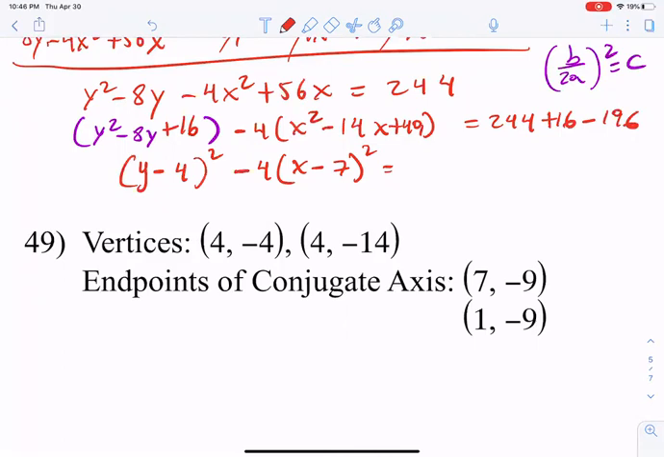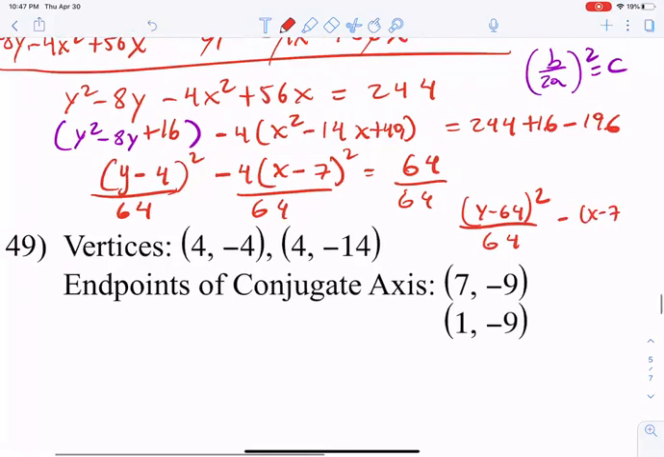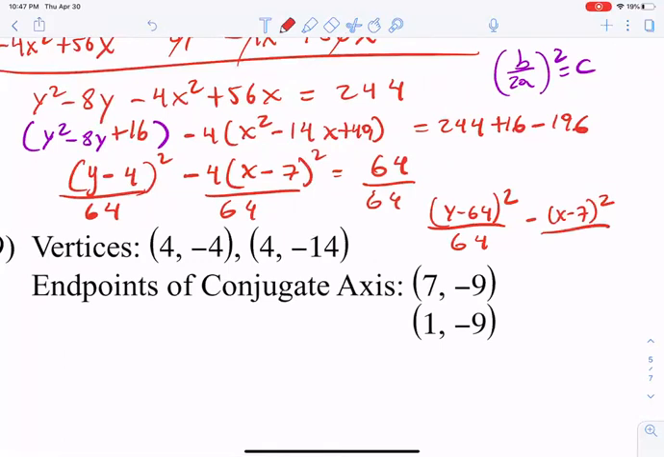So that means we have 48 plus 16. I believe that's 64, right? Let's double check: 4 times 12 is 48, 48 plus 16, that's 64. You divide by 64 on all sides, because you need 1 on the right side. So this is (y minus 4) squared over 64, and this is minus (x minus 7) squared over 16, equals 1. And that's the answer for this problem. Make sure that you know how to complete the square, but this is not difficult. This is pretty easy. Okay, next problem.